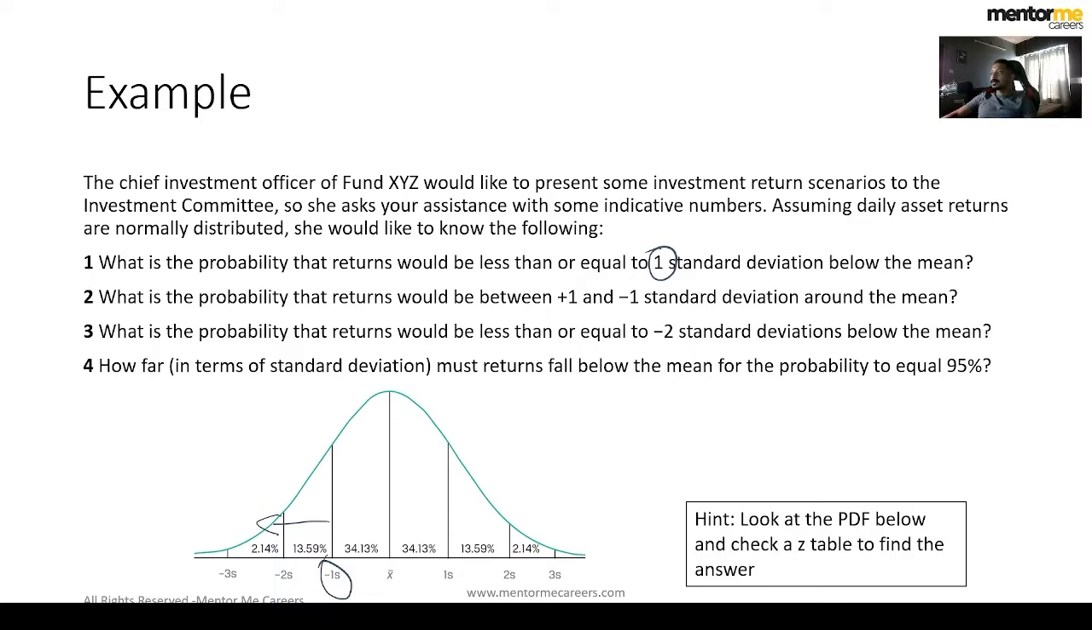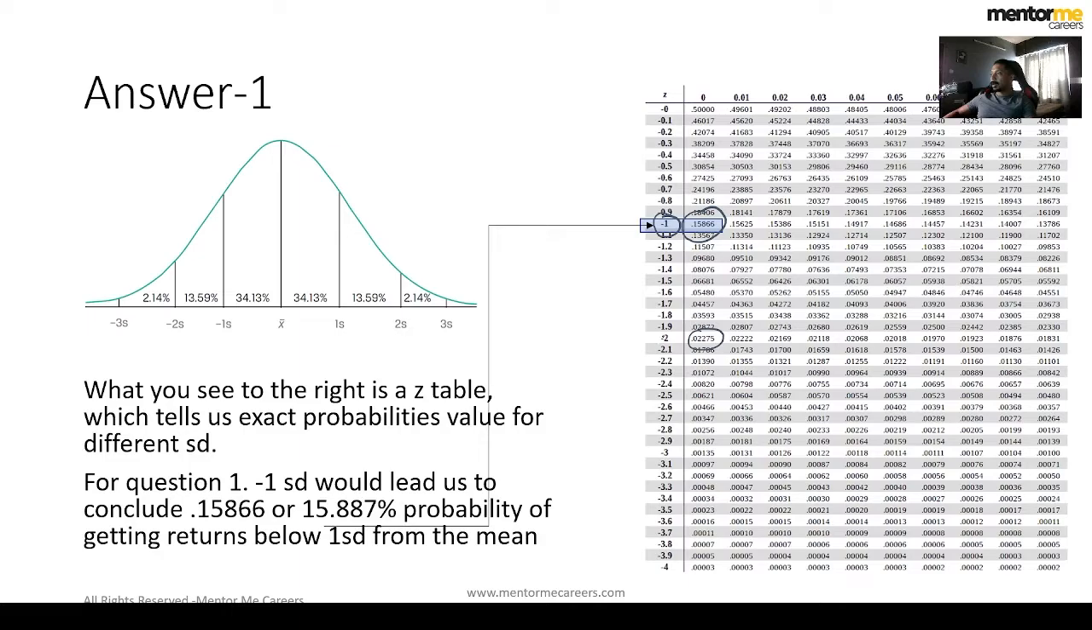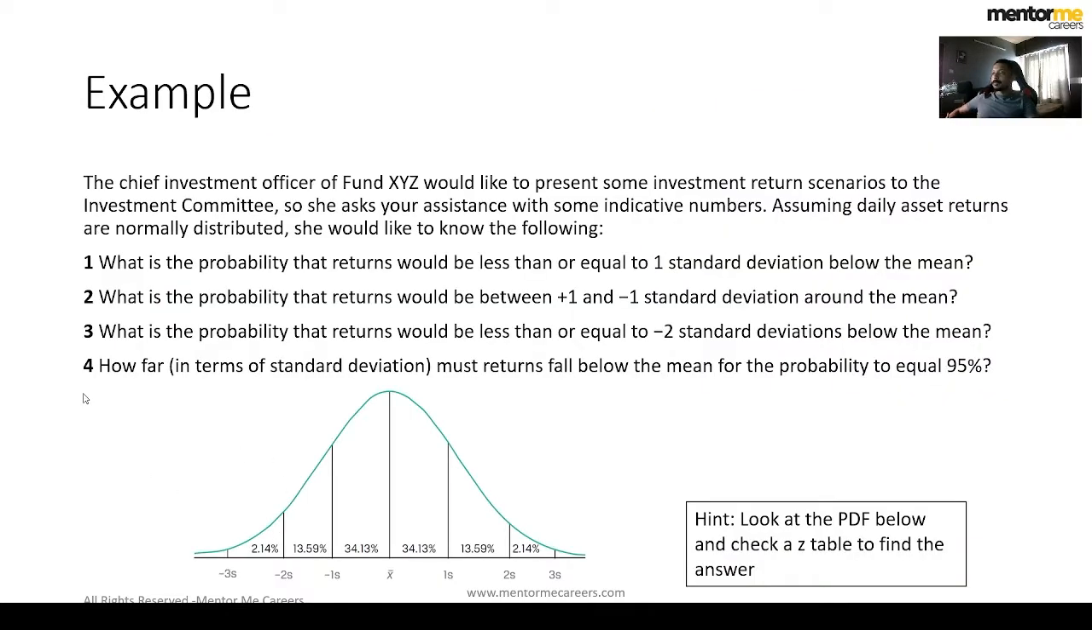What is the probability that returns would be less than or equal to minus 2 standard deviations? I directly go to the z table. Minus 2 is our standard deviation. And if you look at the probabilities, that is 0.02275, which is nothing but 2.275%, right? Question number 4 asks, how far must returns fall in terms of standard deviations below the mean for the probability to equal 95%? They're asking you for the standard deviation instead of the probability, right?